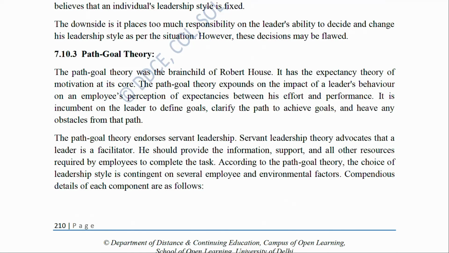It is incumbent on the leader to define goals, clarify the paths to achieve goals, and heave any obstacles from that path. The path goal theory endorses servant leadership styles and advocates that a leader is a facilitator. He should provide the information, support, and all other resources required by employees to complete the task. According to the path goal theory, the choice of leadership style is contingent on several employee and environmental factors. Compendious details of each component are as follows.